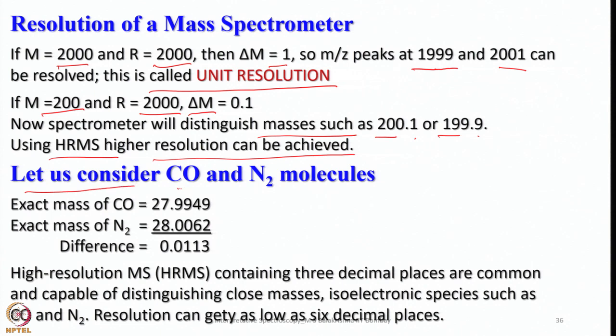Now let us consider carbon monoxide and nitrogen molecules. The exact mass of CO is 27.9949 and the exact mass of N2 is 28.0062. The difference is 0.0113. So HRMS containing 3 decimal places is quite common and capable of distinguishing close masses of isoelectronic species such as CO and N2. CO and N2 are isoelectronic, yet in HRMS we can distinguish them. Resolution can go as fine as 6 decimal places, so you can resolve masses with up to 6 decimal places. That is the advantage of a high resolution mass spectrometer.